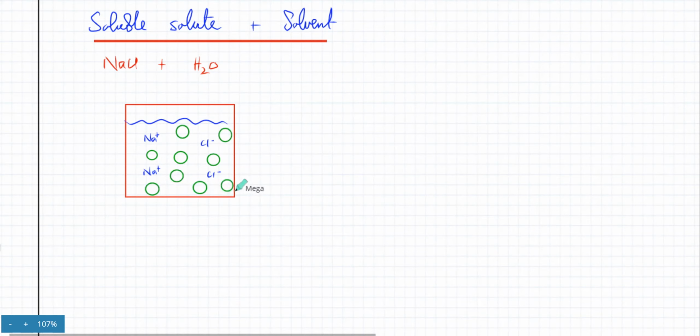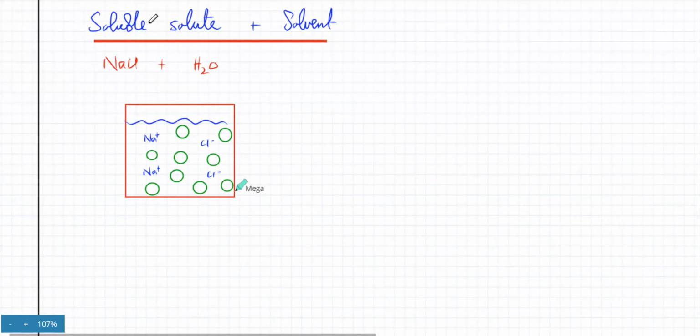That never happens with sand. In sand, the particles are still really, really big, which means they're not scattering or dissolving at the atomic or molecular level. So we call a substance soluble if it mixes with water right at the atomic level, at the smallest possible level. It's completely mixed with water.